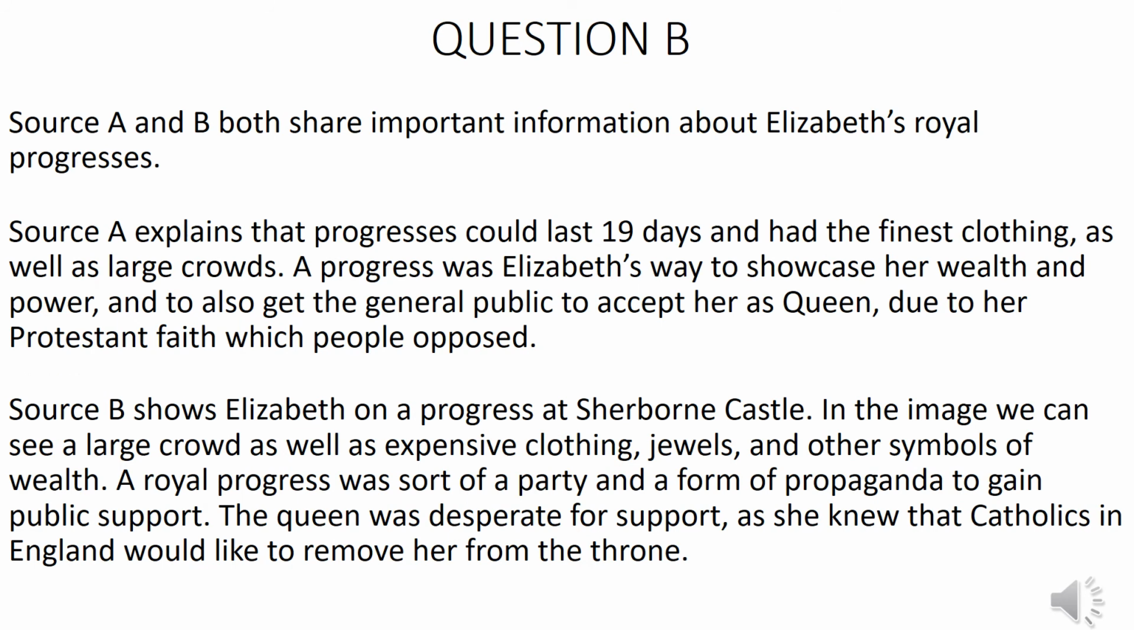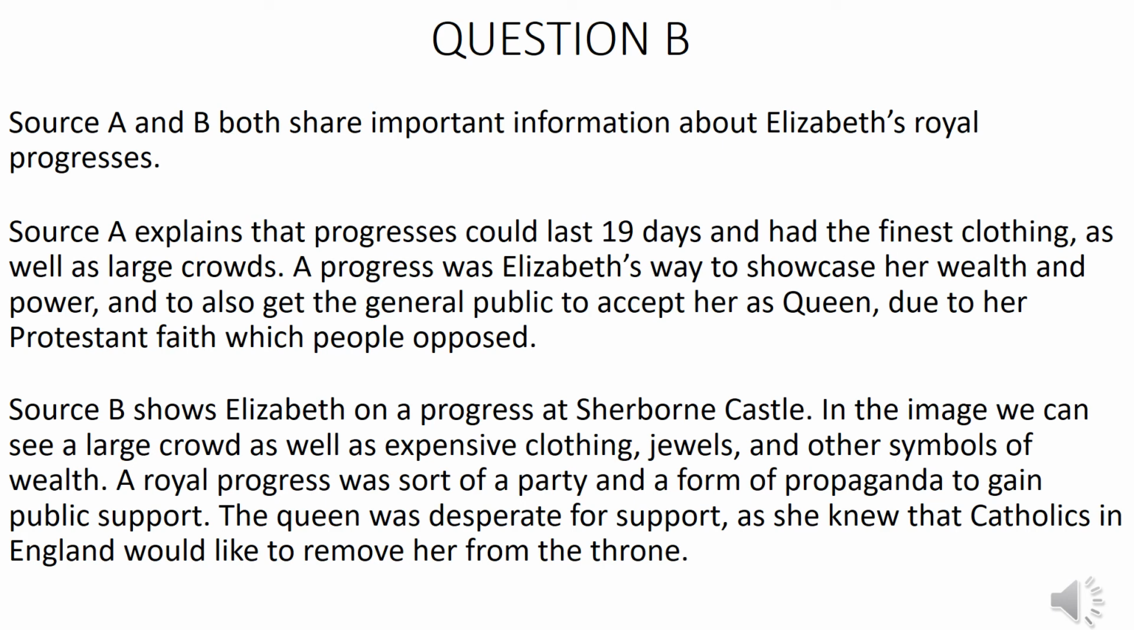Source A and B both share important information about Elizabeth's royal progresses. Source A explains that progresses could last 19 days and had the finest clothing, as well as large crowds. A progress was Elizabeth's way to showcase her wealth and power, and to also get the general public to accept her as queen, due to her Protestant faith which people opposed.